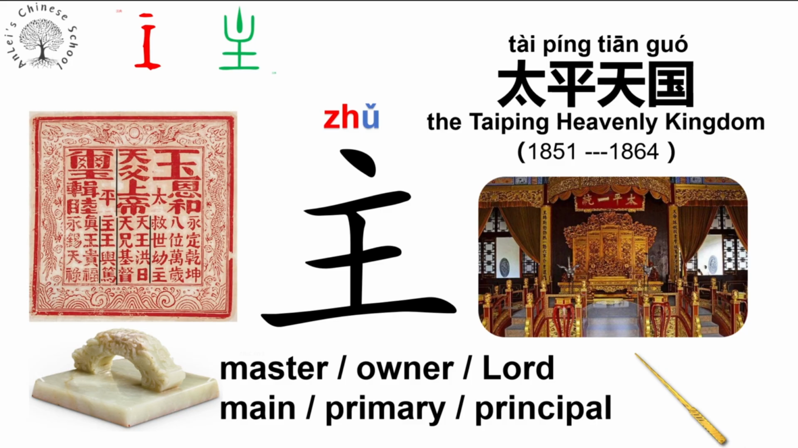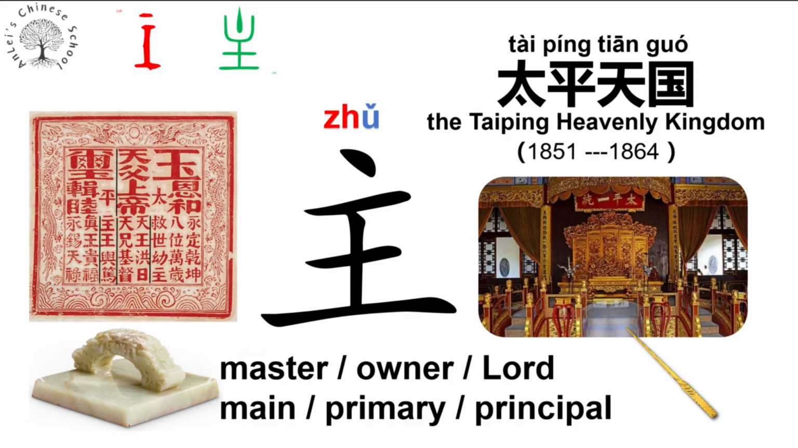He claimed that he was the second son of the Heavenly Father, God Jehovah, and the Heavenly Brother was Jesus Christ. The Taiping Heavenly Kingdom movement was a large-scale peasant uprising in the mid-19th century in China, aiming to overthrow the Qing dynasty's rule and establish a utopian society based on religious beliefs.